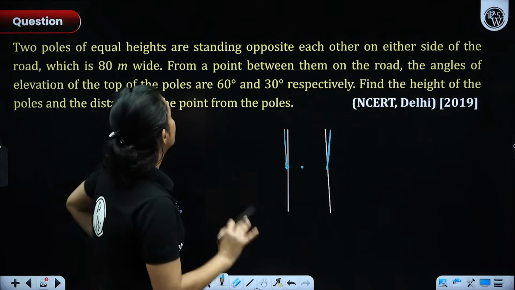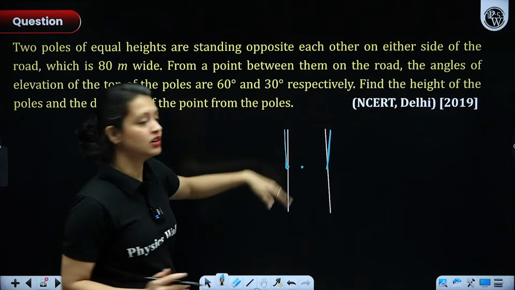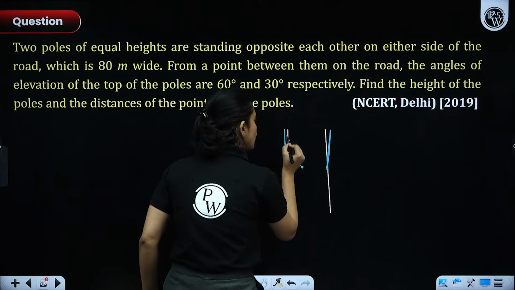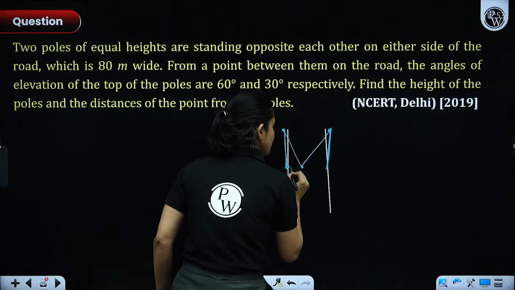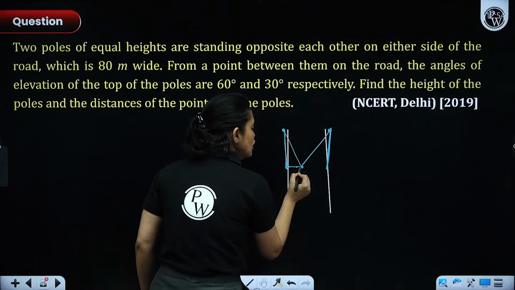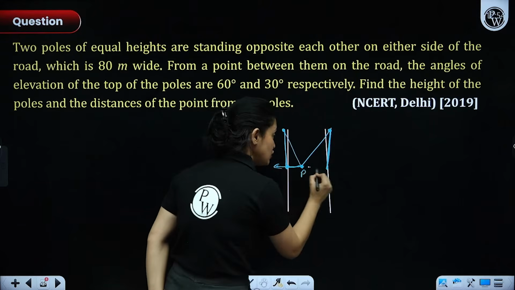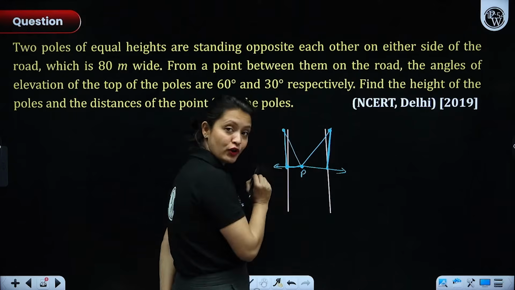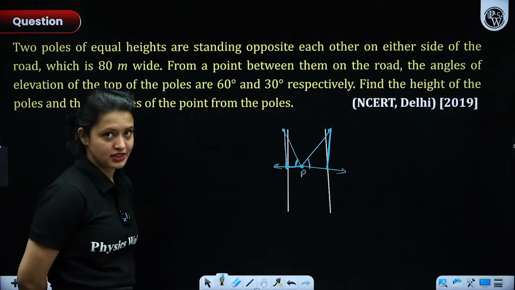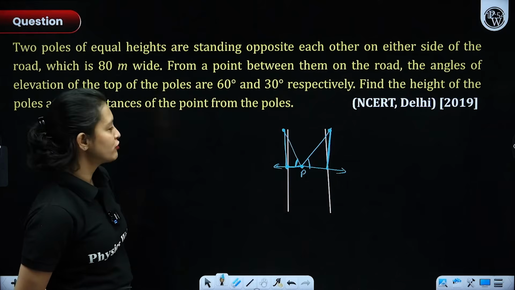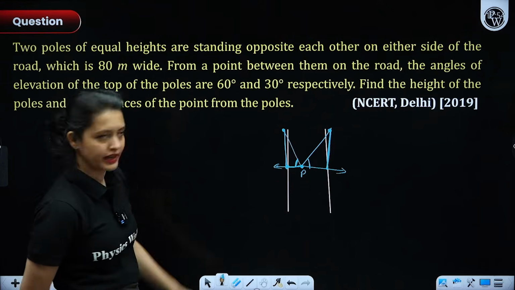The angles of elevation of the tops of the poles are given as 60 degrees and 30 degrees. So this is the top of one pole, this is the top of another pole. Angle of elevation means you will draw a horizontal from this point of observation, and you will draw another horizontal from this point of observation. So this is one angle of elevation, this is another angle of elevation. This is given to you. You have to figure out the height of the poles and the distance of the poles from the point.